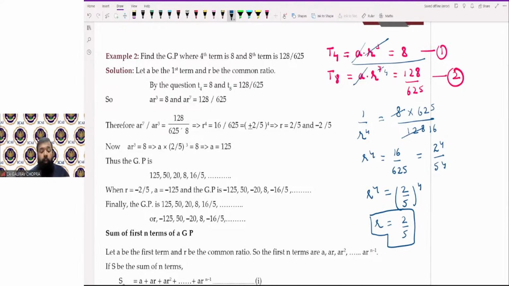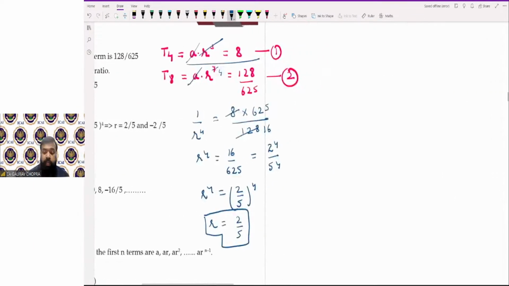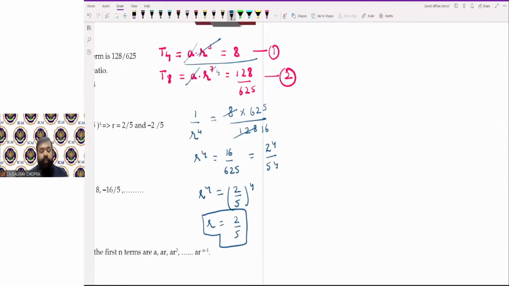Now R का value तो आ चुका है. Now what is your requirement? आपका requirement क्या था कि find out the GP. GP आपको निकालना है. तो GP निकालना है, that means you have to also find the first term. So let's substitute the value of R in equation number 1.